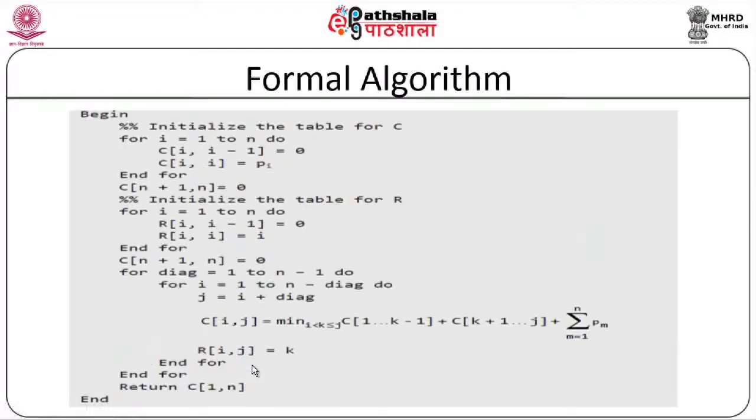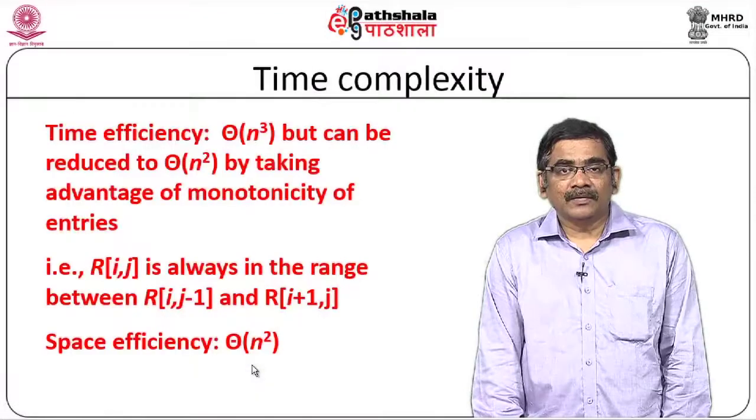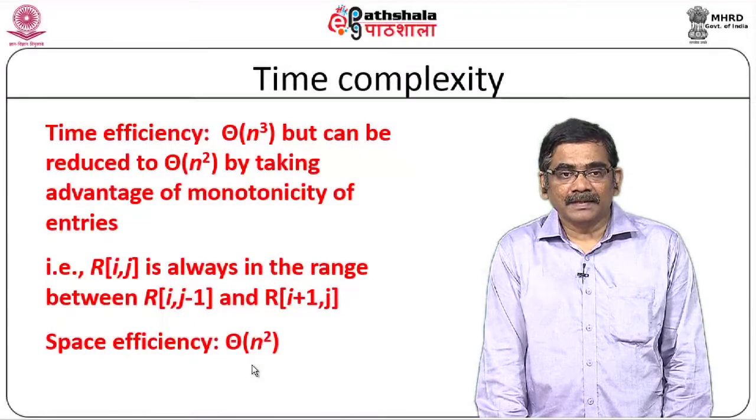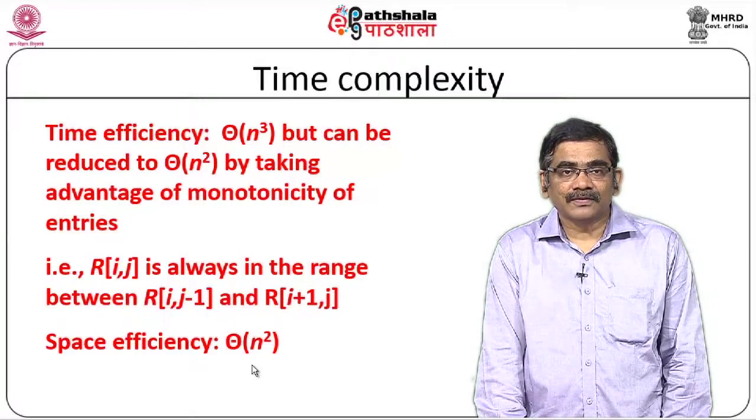This is the complete algorithm, and what is the time complexity? Time complexity is theta of n cube, but taking advantage of the monotonicity, where r of i comma j is always going to be in a certain range, this can be reduced to theta of n square. And what is the space efficiency? It is theta of n square.